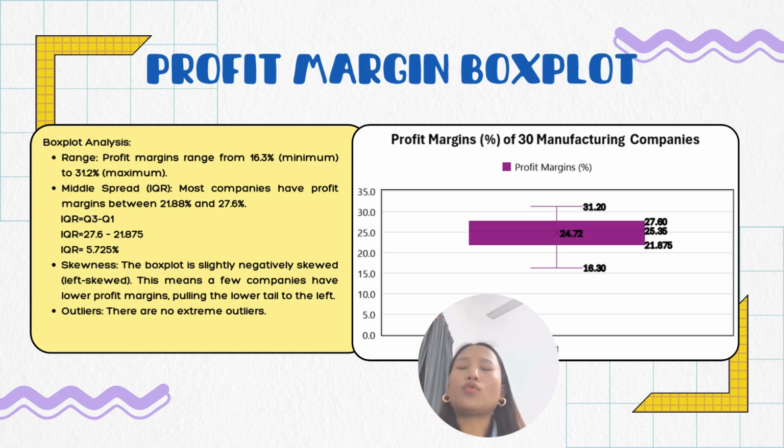And for our interpretation of profit margin, we think that profit margins are more consistent, with most companies performing close to the median of 24.35%. However, a few companies with lower margins could benefit from operational improvement.